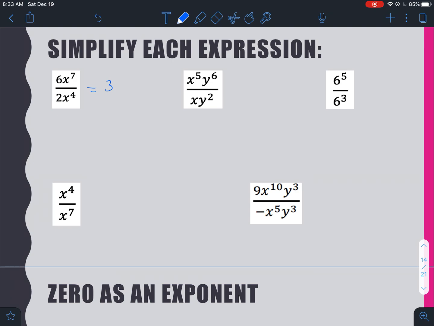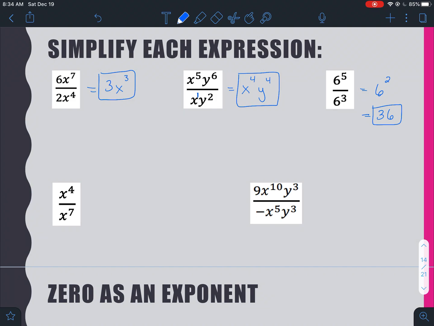All right, for the first one, 6 over 2 is 3. And x to the 7th over x to the 4th, if you subtract the exponents, you would get x to the 3rd. So you have 3x to the 3rd. X to the 5th, y to the 6th over xy squared. This is like x to the 1st. So you would get x to the 4th and then y to the 4th when you subtract the exponents using quotient rule. 6 to the 5th over 6 to the 3rd. They're both base of 6, so you can subtract the exponents and you would get 6 squared. And if you wanted to simplify that, you would get 36.